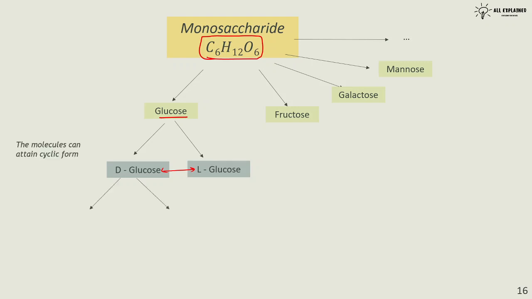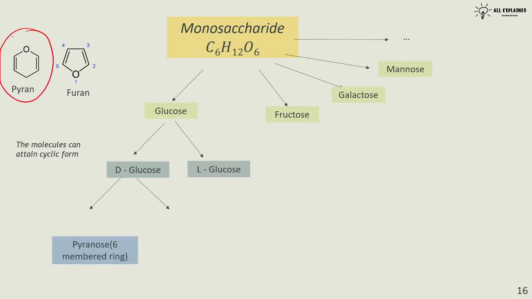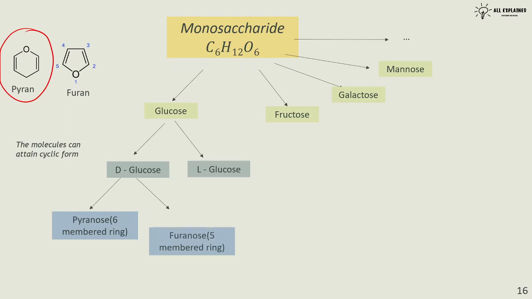Now D-glucose can also go into the cyclic form. This is not the end of the story. D-glucose can attain a cyclic form, and it could make a 5-membered ring or a 6-membered ring like pyran and furan. There would be no double bonds in these cyclic molecules, but the names are still derived from pyran and furan. If D-glucose goes into a 6-membered ring, it is called a pyranose ring, and the 5-membered ring is called a furanose ring.